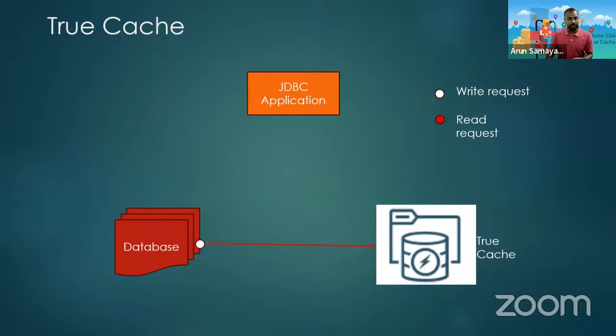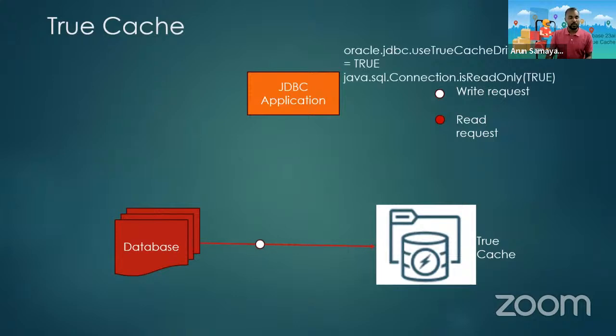Imagine we have an application that is trying to connect. There are two JDBC configuration parameters used as part of the client configuration file or the data source configuration file, and these are the parameters that we'll have to enable. The first one is oracle.jdbc.useTrueCacheDriverConnection equal to true. That's the parameter we set in the data source configuration to state that this specific data source will need to use a TrueCache connection.